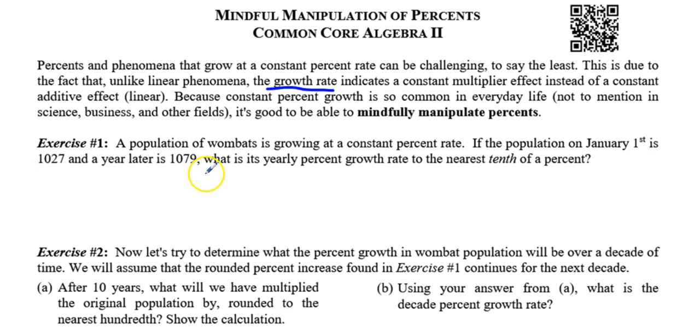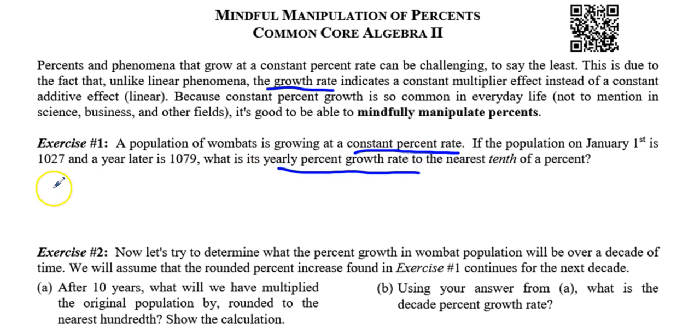This first one is a population of wombats. It says it has a constant percent rate. So what's happening is we have 1,027, and a year later we're up to 1,079. So we know that it's growing exponentially because of the constant percent rate. The question is, what is the yearly percent growth rate?